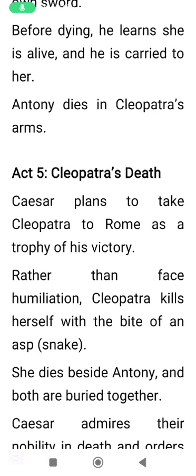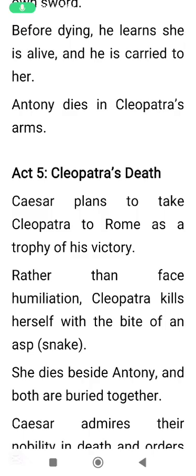So Act 5 now opens. At this point, Caesar has planned to take Cleopatra. Now that the person with whom he fought the battle is dead, he has to seize the Queen of Egypt, Cleopatra, to himself. So that is what he intends to do. Now Cleopatra, a warrior on her own, hears of this plan and decides that instead of facing humiliation in Rome, she will rather commit suicide and kill herself.